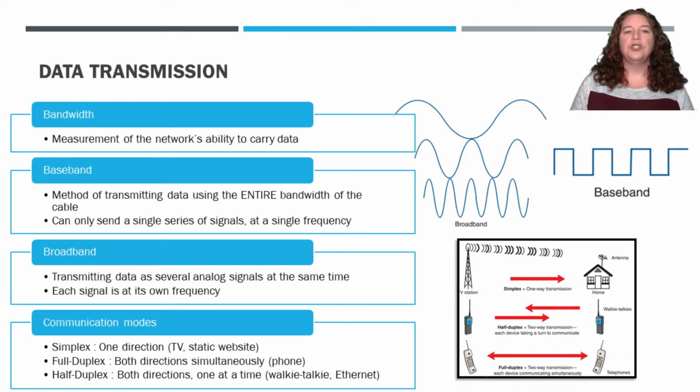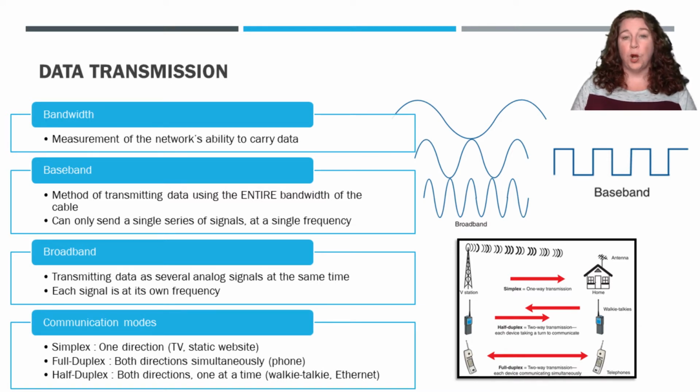Baseband refers to transmitting using the entire bandwidth of the cable. So if you think of the size of the cable, how big is it? How much data can it handle at one point? It uses the whole bandwidth all at once. So it can send a series of signals, essentially a single one, but it's only at a single frequency because it can only read one because it's filling that entire band, fills the whole thing.